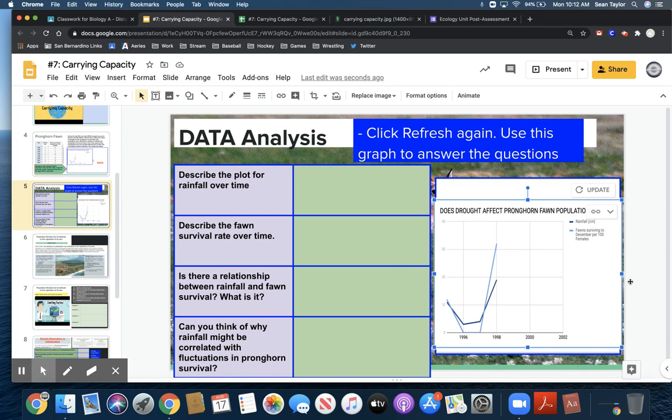How did the plot for rainfall change over time? So explain what's happening to this blue line from 1996 to 2002. Describe the fawn rate over time. So that's where you explain what this light blue line is doing over the 6 year period.